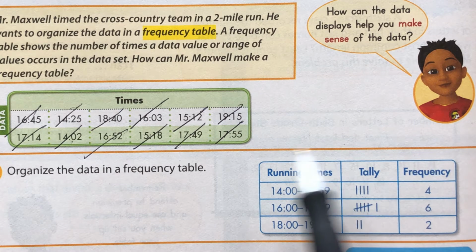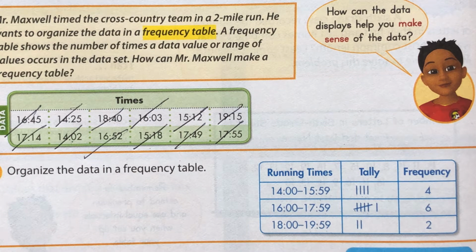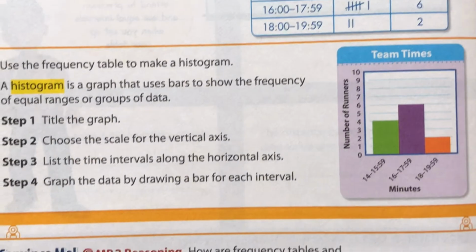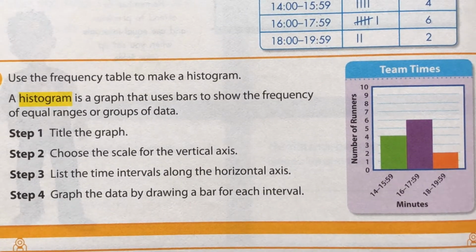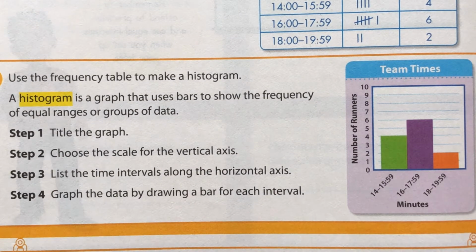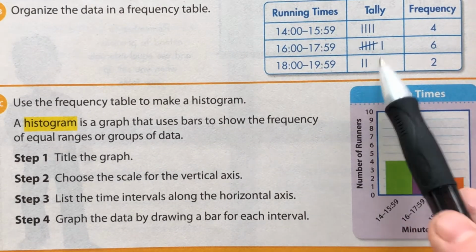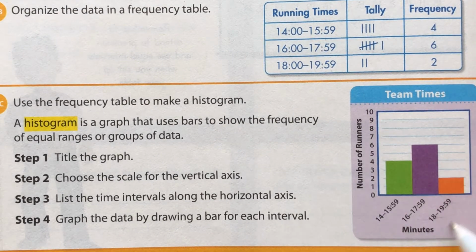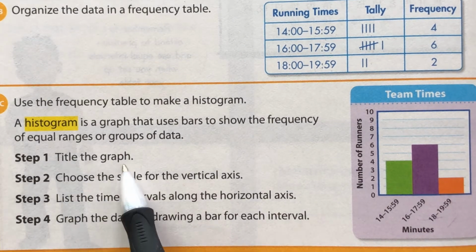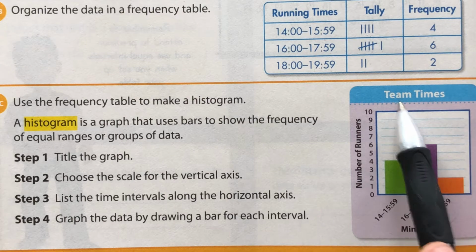We use this table now to create a graph called a histogram. It says, use the frequency table to make a histogram. A histogram is a graph that uses bars to show the frequency of equal ranges or groups of data. Once you have this frequency table, making a histogram is super easy. There are 4 steps. First, you need to title the graph. We titled it Team Times.